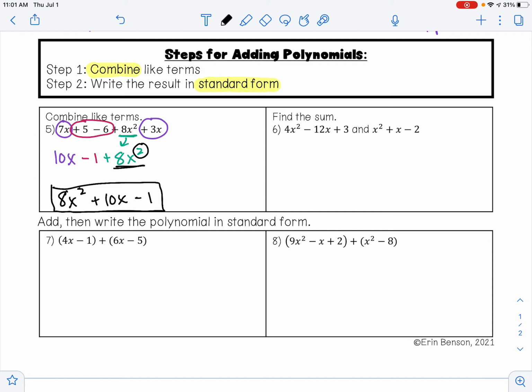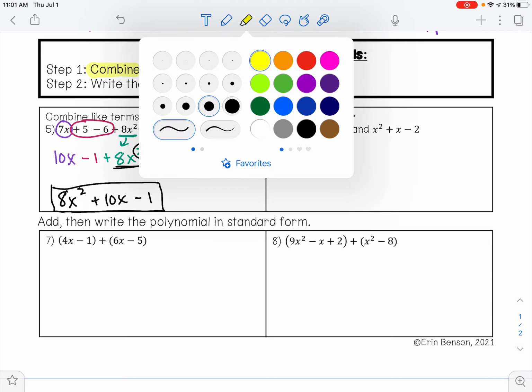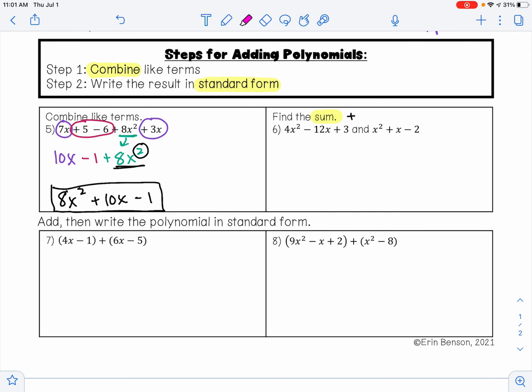On example 6, it says find the sum. Remember, the sum is when you are adding. So we are going to add these two trinomials together. So let's look and identify our like terms. 4x squared has a like term with x squared. So remember, when you don't see a coefficient, it's automatically a 1. So 4 plus 1 is 5. So I'm going to have 5x squared.